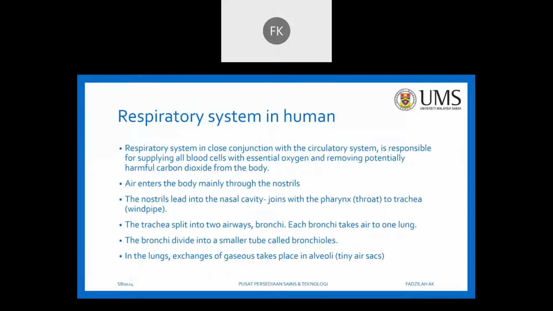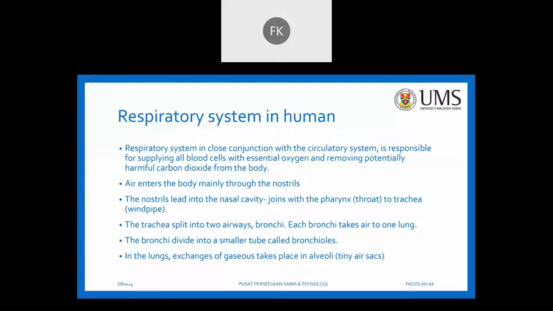Respiratory system in humans. In close conjunction with the circulatory system, it is responsible for supplying all blood cells with essential oxygen and removing potentially harmful carbon dioxide from the body. The main point is to inhale oxygen, supply the body with oxygen, and also exhale or take the carbon dioxide out of the human body.